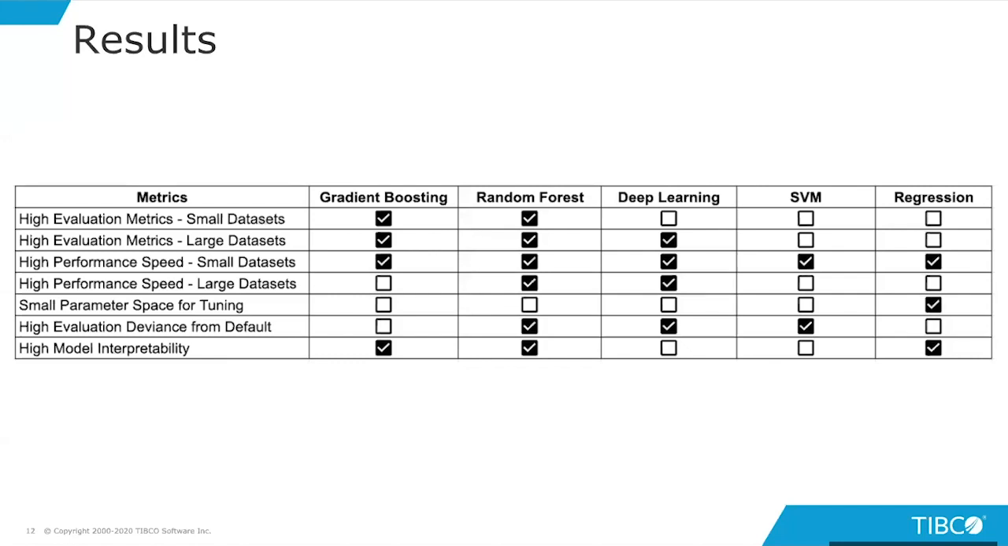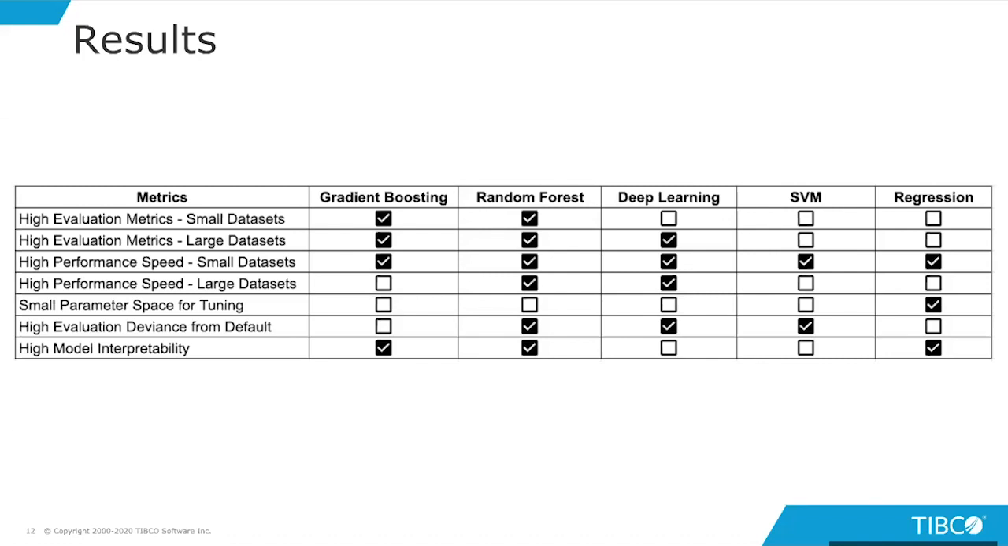Performance was particularly good for random forest and deep learning on large data sets. The small parameter space, the number of things you have to tune, this is the sort of subjective intern index that you're talking about, like how easy was it to use? And perhaps not surprisingly, we found regressions are pretty easy to tune. Basic, not too much to tune there, say some regularization parameters.